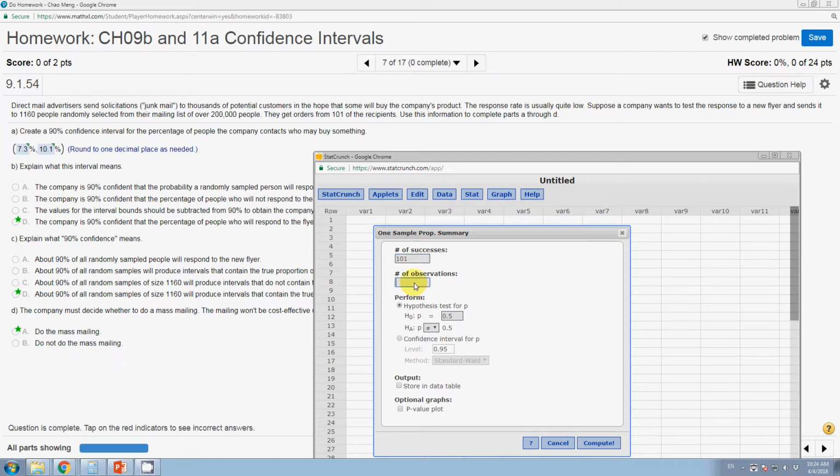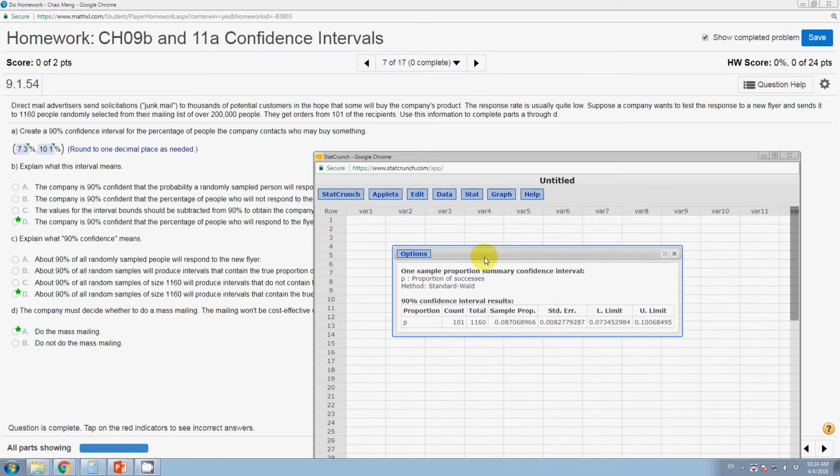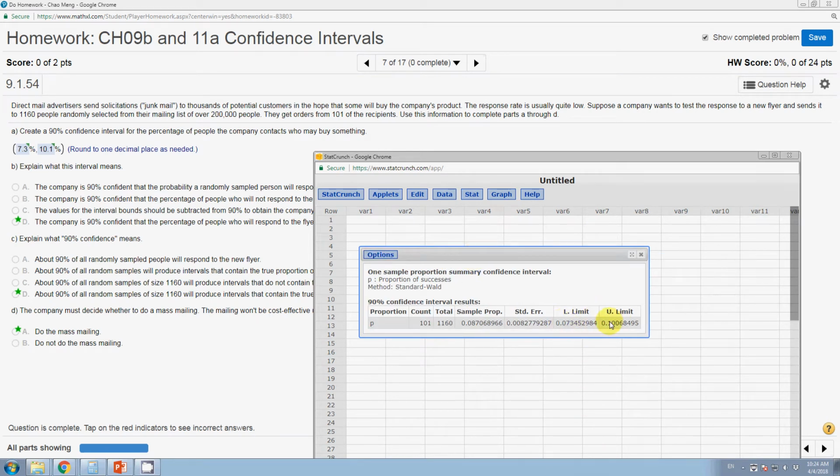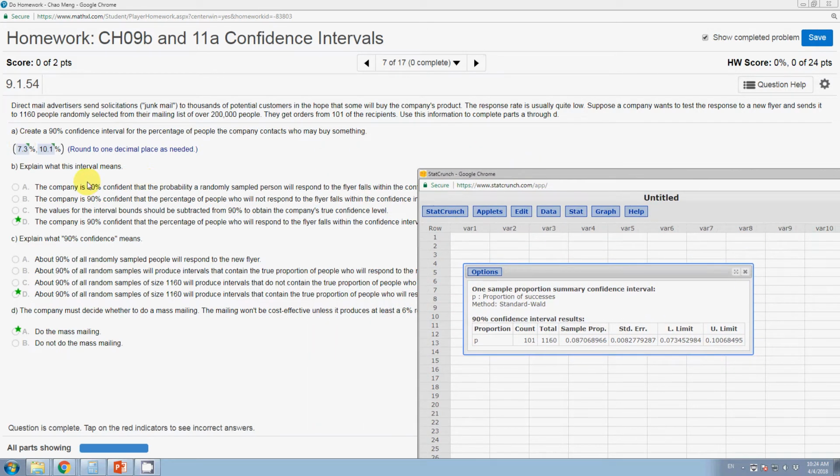And the number of observations is the sample size. In this case, it's 1160. And we are going to construct the confidence interval, and the confidence level is 90%. So let's put 90% there. Let's click Compute. Then we get the lower limit and upper limit. Let's put those two numbers in there. So that's part A.